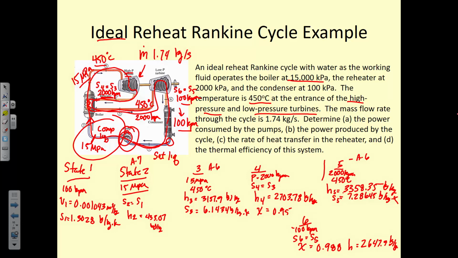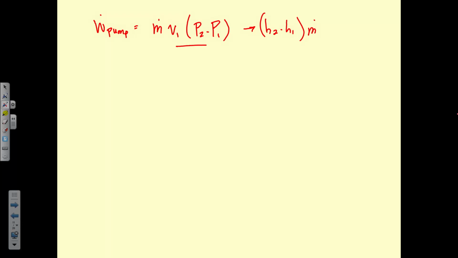It will be specified. Okay, so we've gone through, we've found all of the enthalpies at all of the states. We just step through each step of the process. Once we've done that, it's easy enough to calculate the things we need. So the work of the pump, or the power of the pump, is equal to m dot times v1 times (p2 minus p1). We could also do (h2 minus h1) times m dot, but in this case, either one is fine. The work or the power of the turbine is equal to m dot times (h5 minus h6 plus h3 minus h4), because we have two turbines now.